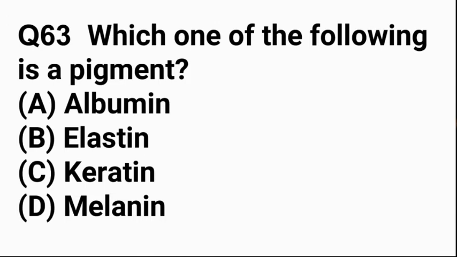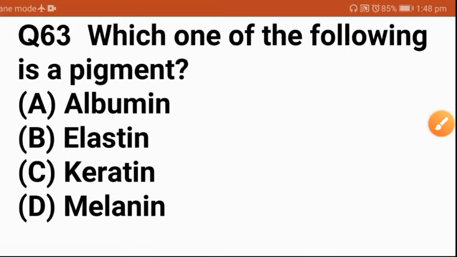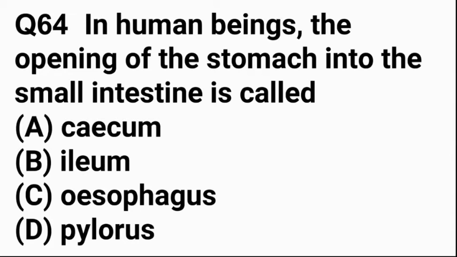Which one of the following is a pigment? D Melanin. In human beings, the opening of the stomach into the small intestine is called D pylorus.